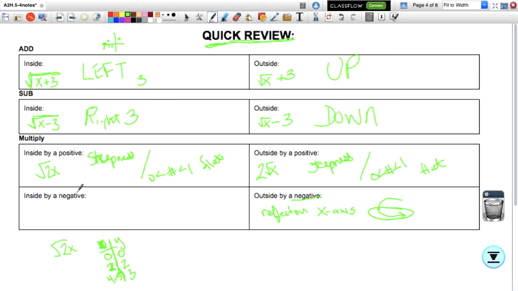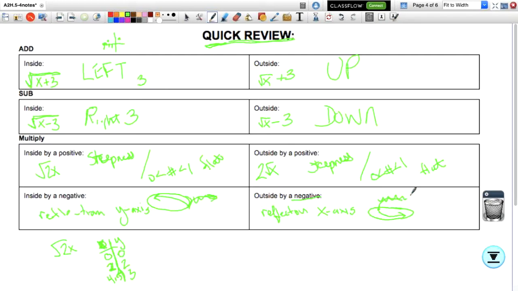If you're multiplying the inside by a negative, you need to make sure you factor that negative out. And that's also a reflection. It's a little bit less common for what we're working with in this chapter, but it's good for you to know. It's going to be a reflection over the y-axis. So if our parent function looks like this, our other one is going to look like this. That's what a reflection over the y would look like. It's going to look like it's backwards.